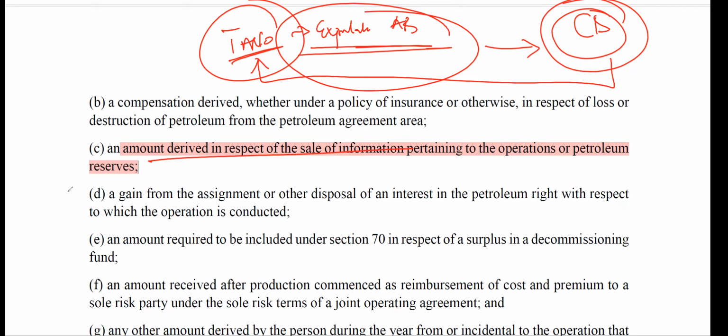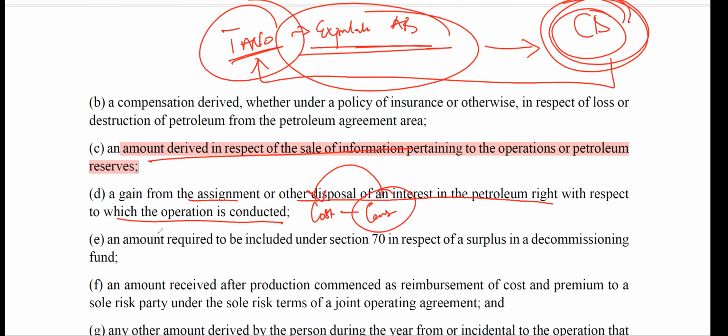So how many incomes have we seen? 1, the sale of petroleum. 2, compensation for destruction. 3, sale of information. 4, a gain from assignment or disposal of an interest in the petroleum right with respect to which operation is conducted. So if I decided to sell my petroleum right to CD company, then it's a gain to me. It must be treated as an income. So usually you are comparing the costs against what? The consideration that you received. If the consideration is more than the cost, then you have a gain. It's treated as an income. Does that make sense to everyone?